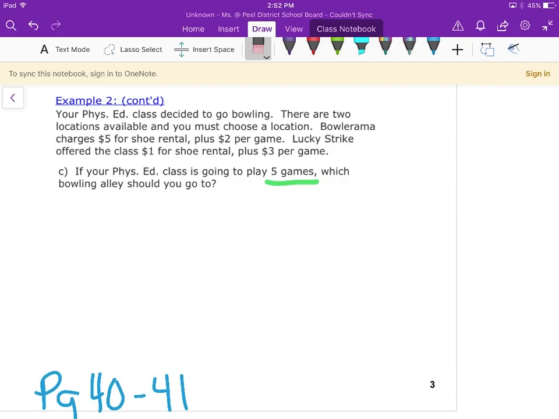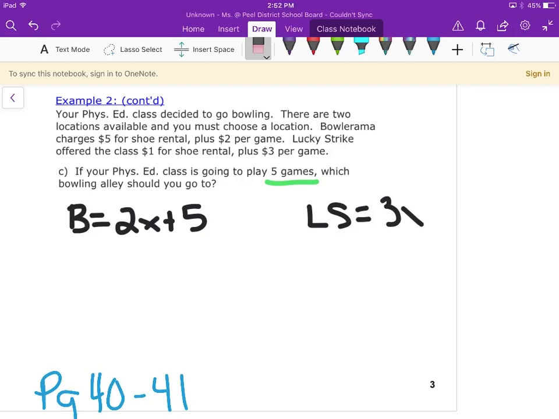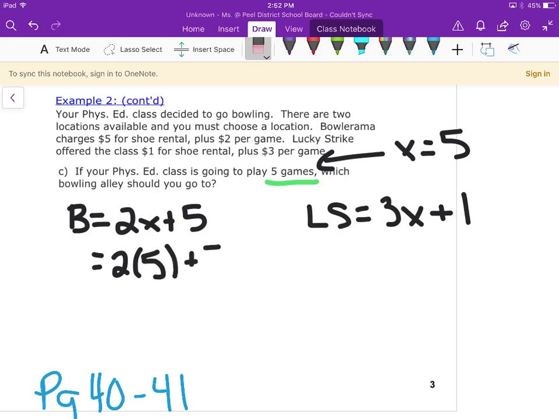What you're going to do is write the Bowl-O-Rama equation out, which was 2x plus 5, and write the Lucky Strikes out, 3x plus 1. What they're saying is 5 games, so you're going to let x equal 5. Let's do that for Bowl-O-Rama. We put it in brackets because the brackets allow us to multiply. So 2 times 5 is 10 plus 5. We get a total cost of $15 here.